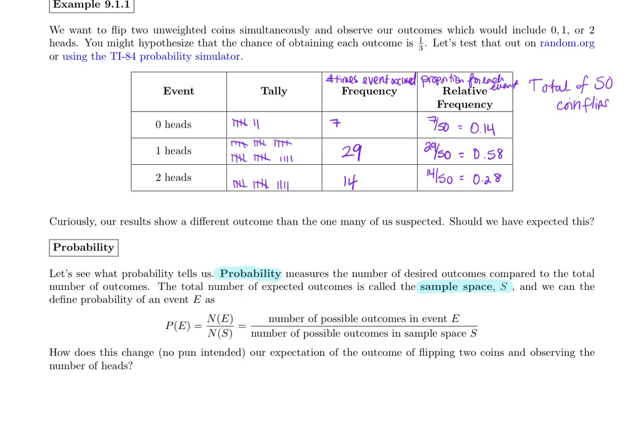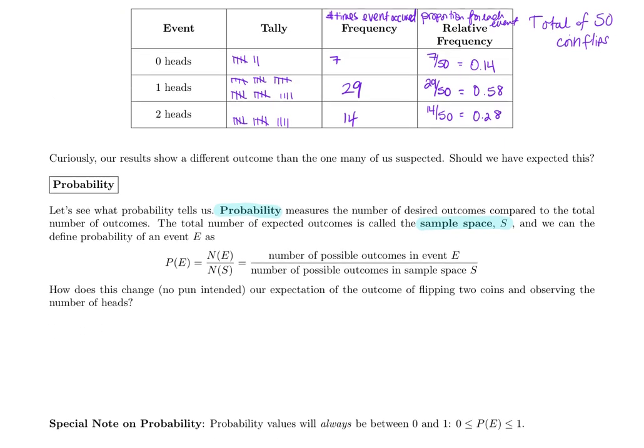So remember, P means probability, N means number. The probability of event E occurring is equal to the number of possible outcomes in event E divided by the number of possible outcomes in the entire sample space. So how many ways can event E happen over how many ways can anything happen? Right? That's the idea here.